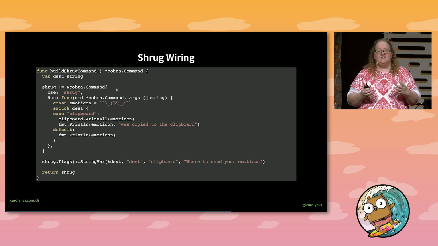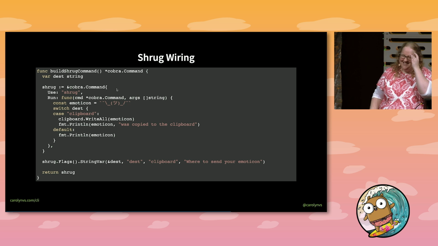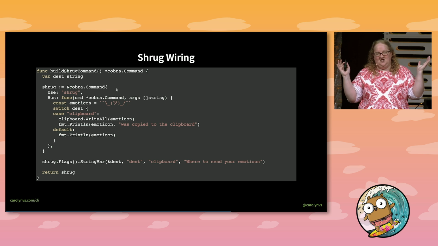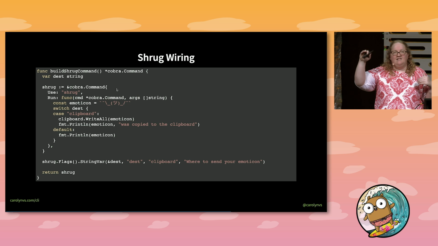And now the way Cobra works is it gives you a function handler called run, and I've decided to do an anonymous function handler because 99% of the CLIs that I've seen on the internet do this. So that's what I wanted to show you first. So I have an anonymous function, and it does the hard-coded Shrug for now. And I use a clipboard library that I just found on the internet, so it's probably totes legit. And it'll either print out to the clipboard or it'll just print to standard out.